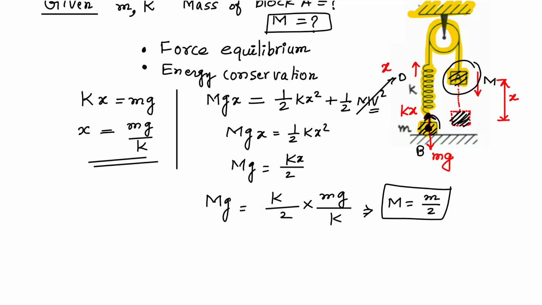So in this problem, the only important point is that at the time of lifting, the velocity will be 0. The velocity of both blocks will be 0. It can be said in two ways: the string cannot further elongate, or the spring cannot further stretch. This means this is the maximum stretch in the spring to just lift off this block of mass m.